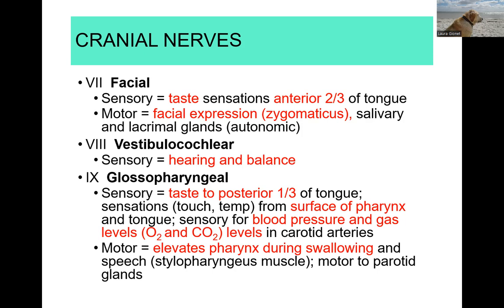And it's also motor to the parotid glands. So your parotid glands are those glands that are superficial to your masseter muscles. On a lot of the models where you looked at the masseter muscle, there was this funny looking gland, usually superficial on one side of the model to be able to see it. That's the parotid gland. All right. So that is glossopharyngeal. Taste, baroreceptor information, elevates the pharynx during swallowing and speech.